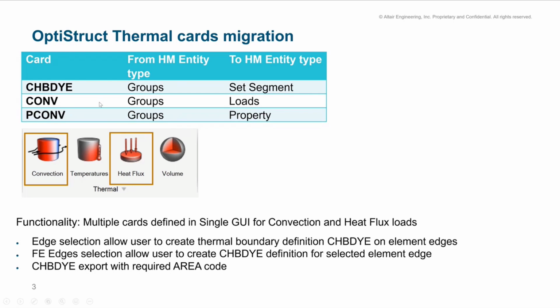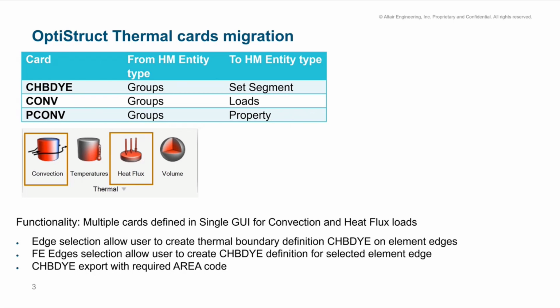Earlier in the previous release, or even before that, all these three cards were clubbed together in a group entity, and setting up the thermal analysis for OptiStack was a tedious task. And now with this improved enhancement, the user can set up the thermal analysis for OptiStack in quick, easy steps. The motivation behind this is that, as part of the migration, we can create multiple cards from a single GUI for convection and heat flux loads.